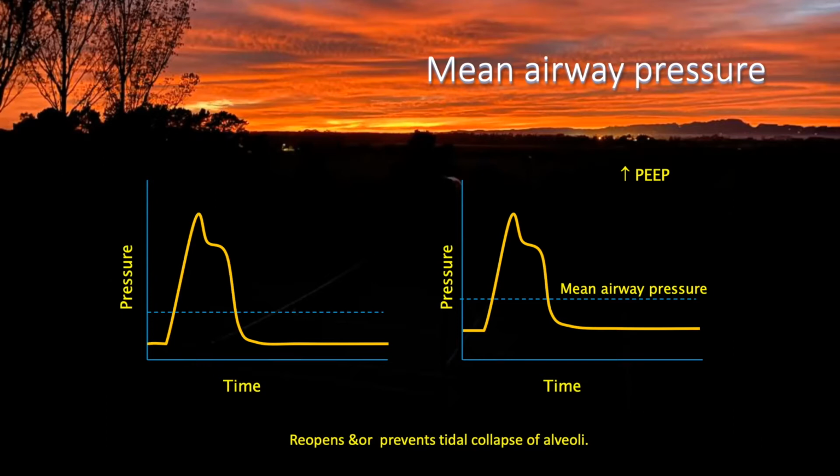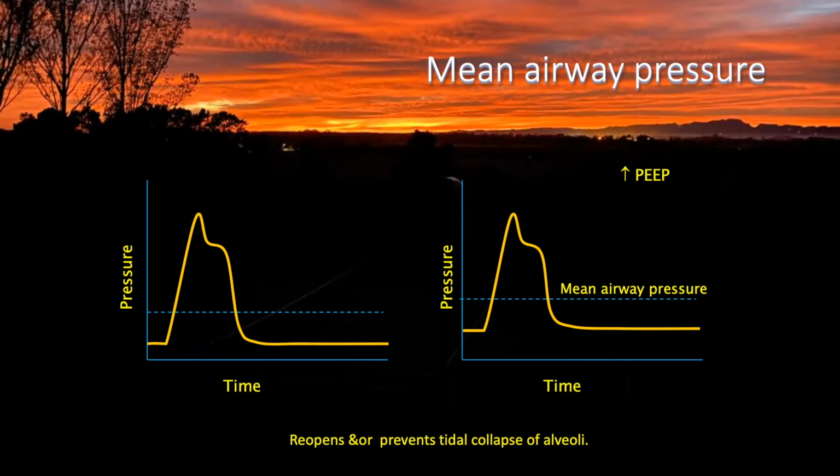There's another mechanism that has been suggested by which mean airway pressure and particularly PEEP may improve oxygenation, which is a little concerning. By raising the intrathoracic pressure, we raise the pressure in the pulmonary capillaries and therefore increase the resistance. It may affect the rate of flow of blood across the alveolus. By doing that, we reduce the VQ mismatch and therefore improve the oxygen content.